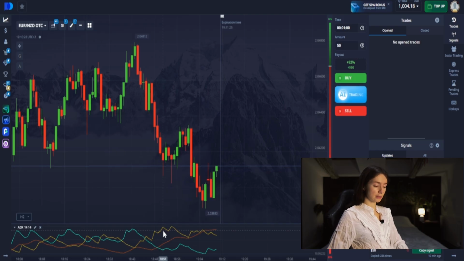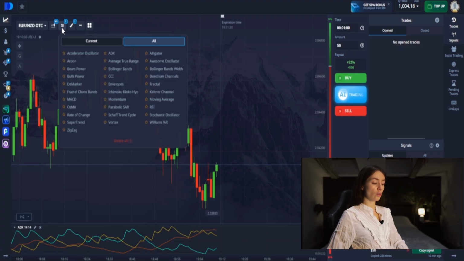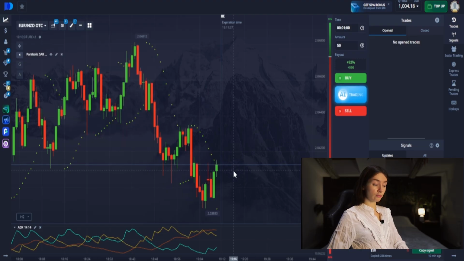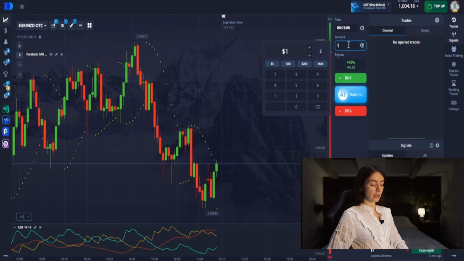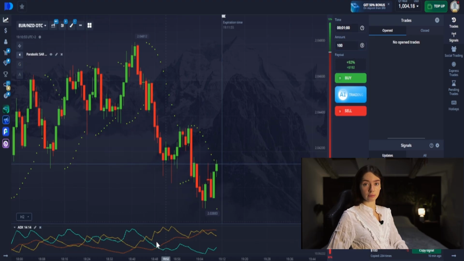Next, Parabolic SAR is displayed as dots above or below the price. We select it here. We've worked with it before. Dots below the price indicate upward movement, dots above indicate downward movement. Right now we see an upward trend, dots appeared below the price. We can enter. I think price will go toward this level. The indicator is good, entry is possible.